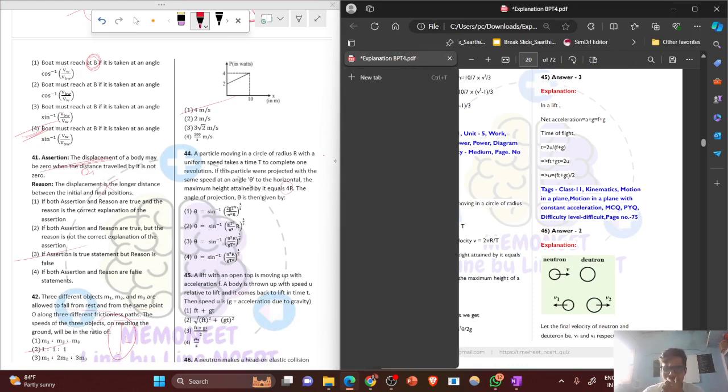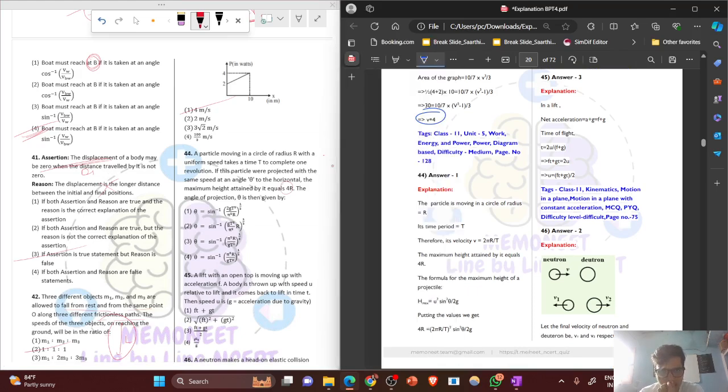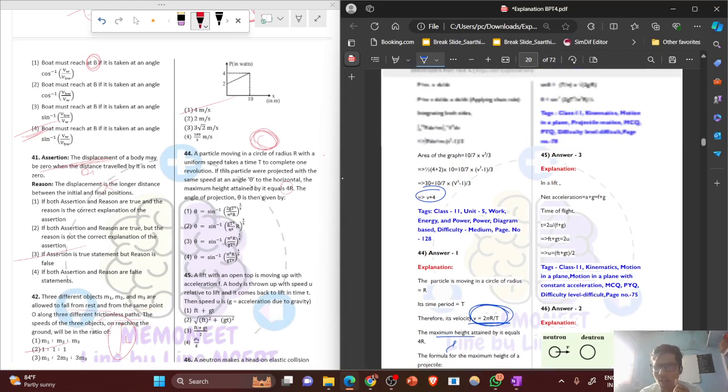Okay. First, the time period is given. You know, if a particle is moving at a constant speed in circular motion, the time period is 2 pi r by v. So this is the velocity. With this velocity making an angle theta, you know u is equal to this, and the maximum height is this. Maximum height is given as 4r. From here you need to calculate theta. It's again a mathematical manipulation question. So the correct answer will be option number first.